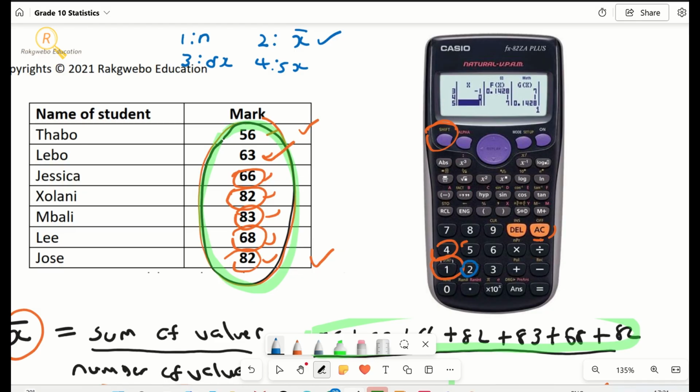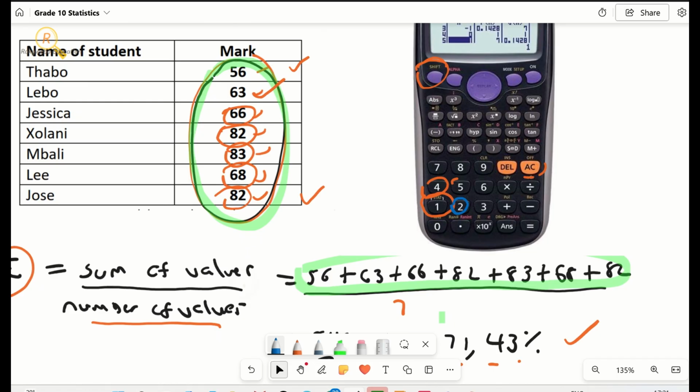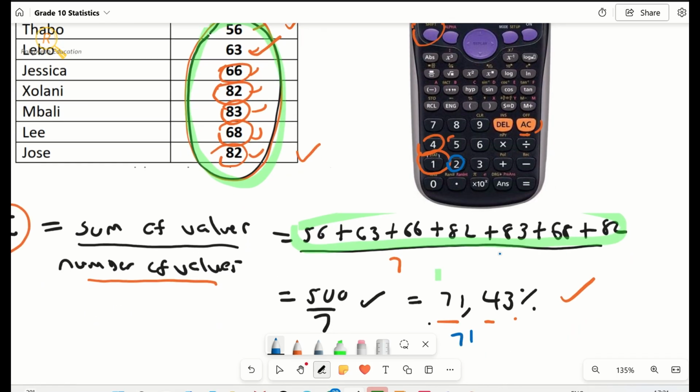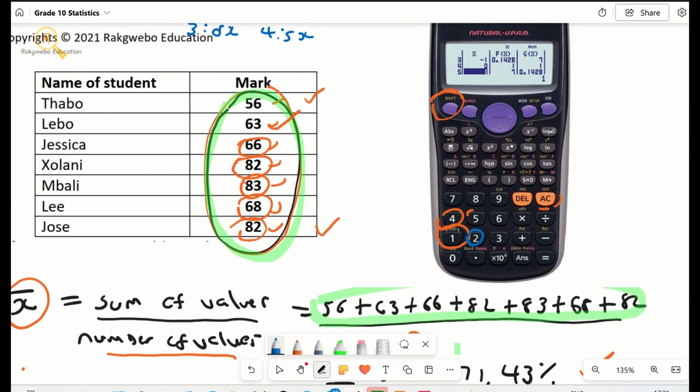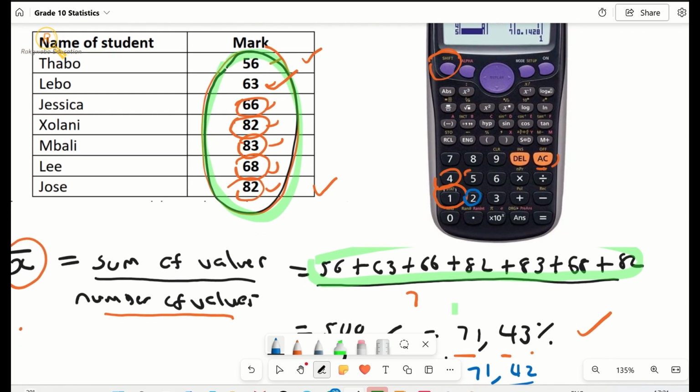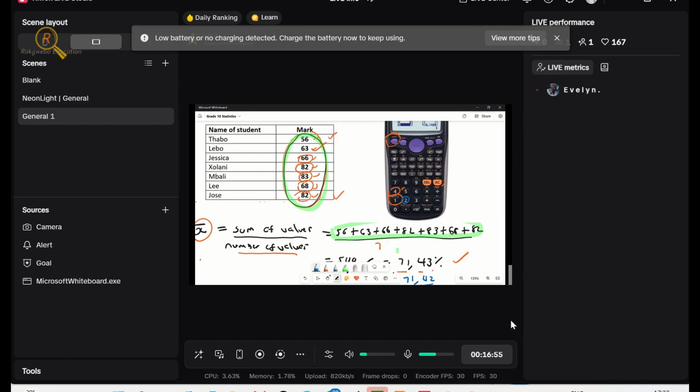After pressing 2, you press equal to. Forgot to mention that. After pressing the 2, press equal to. This should give you an answer of 71.72. Are we all happy with that calculation? Easy, ne? It's nothing then.